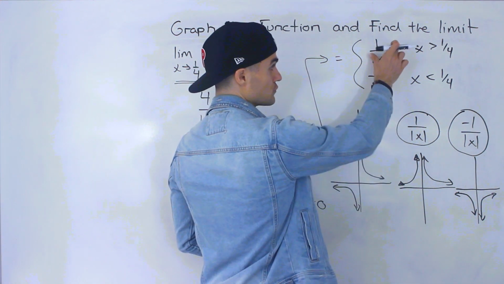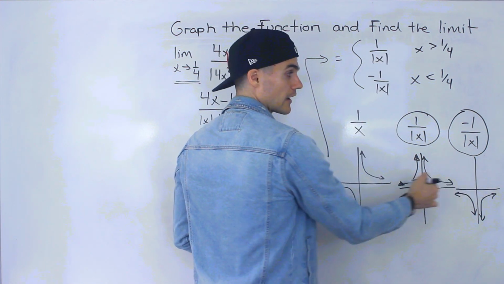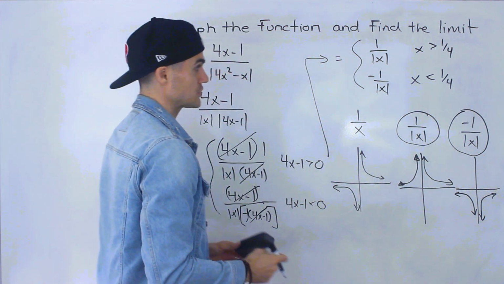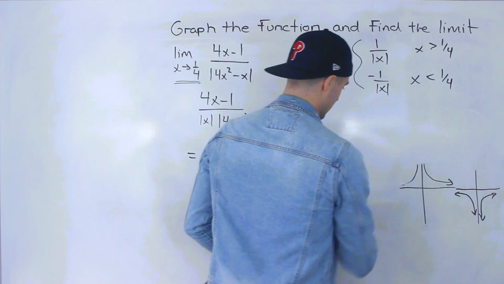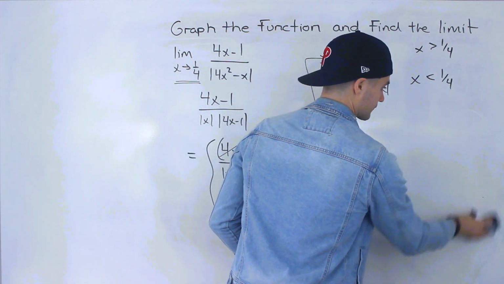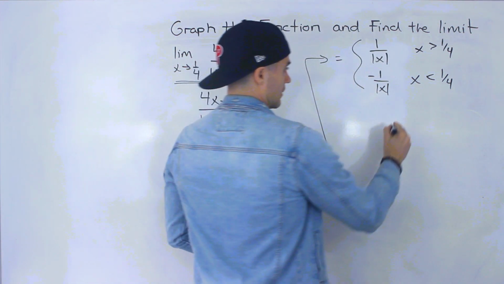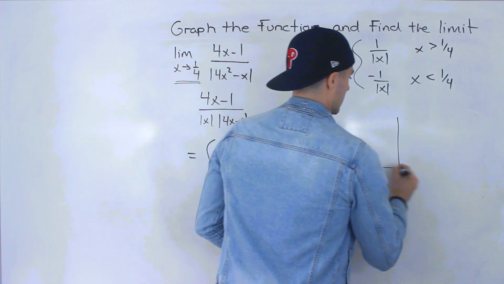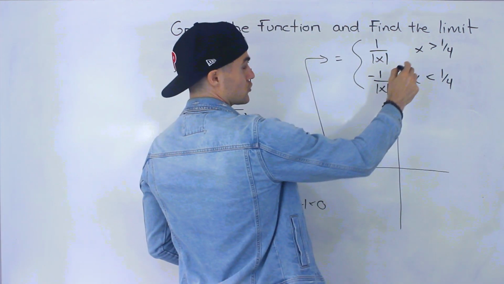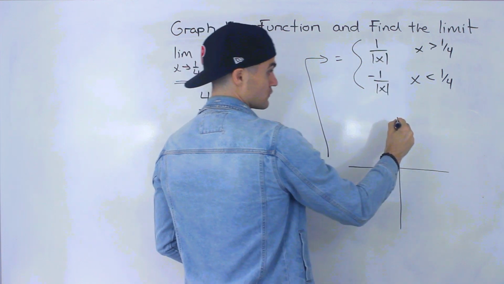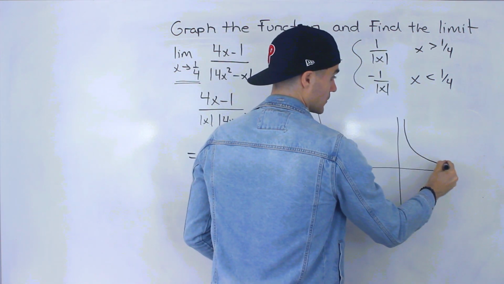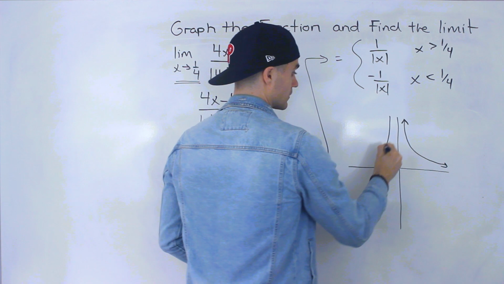So that's how those two functions look like. Thought I would mention that. And so now we can graph it. So knowing that, having that written out, when x is greater than 1 over 4, then we have 1 over absolute value x. And 1 over absolute value x, we know that it looks like this.